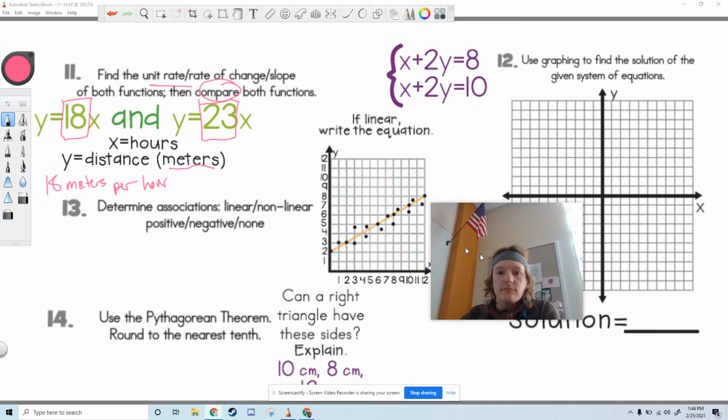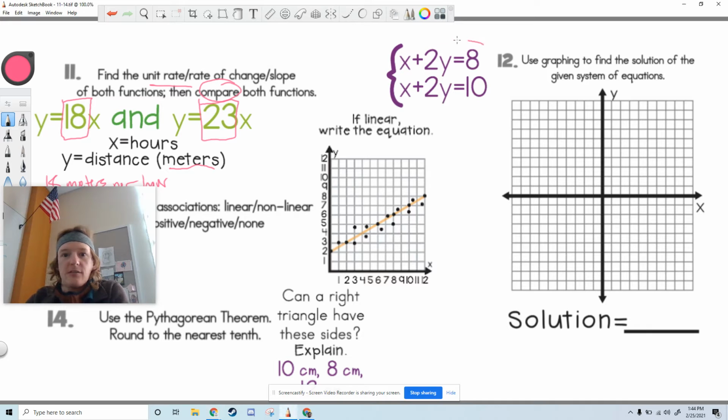Number 12. We're going to graph these two lines and find the solution, which is where the lines cross each other. So if I'm going to graph this top one, these are in standard form. So what we're going to do is use the intercepts, my x-intercept and our y-intercept. That's for the top one. Our x and our y for the bottom one. So let's do the x for the top.